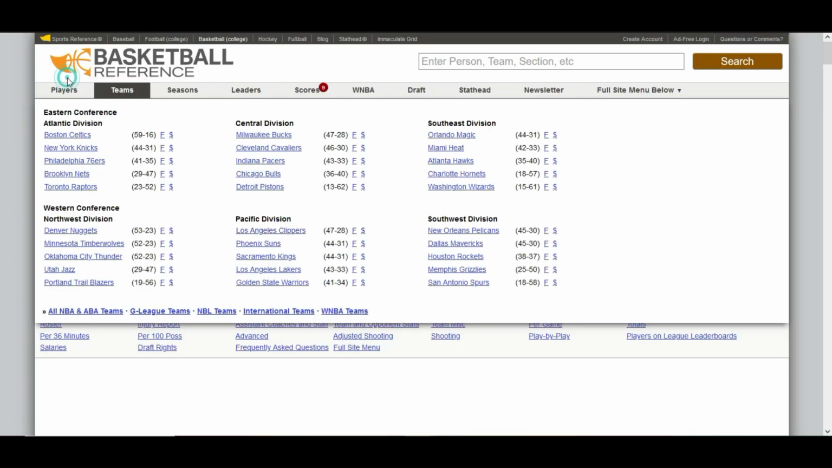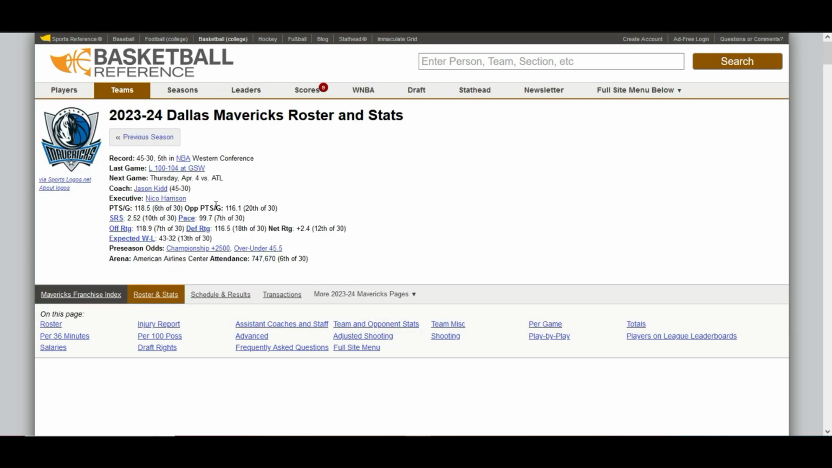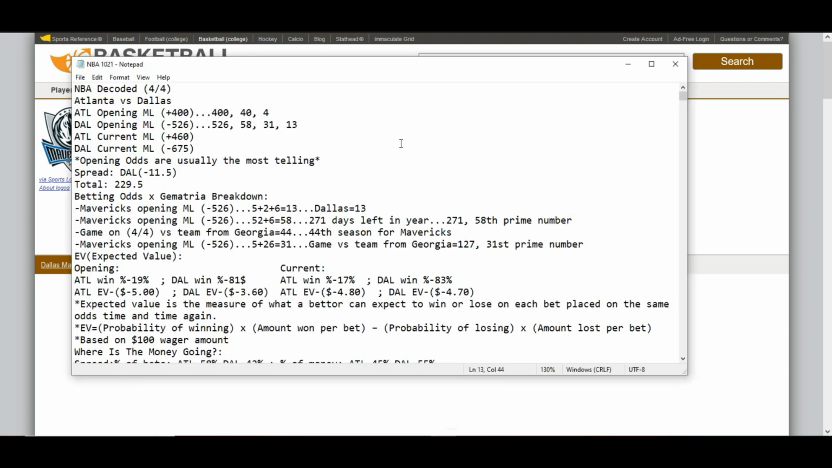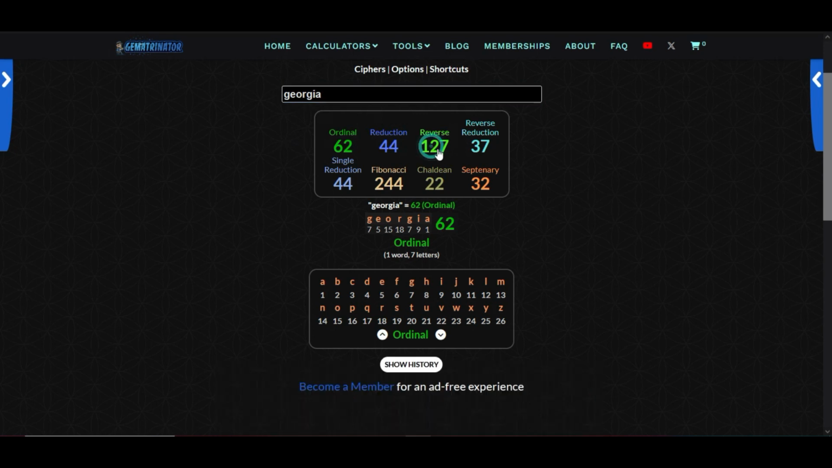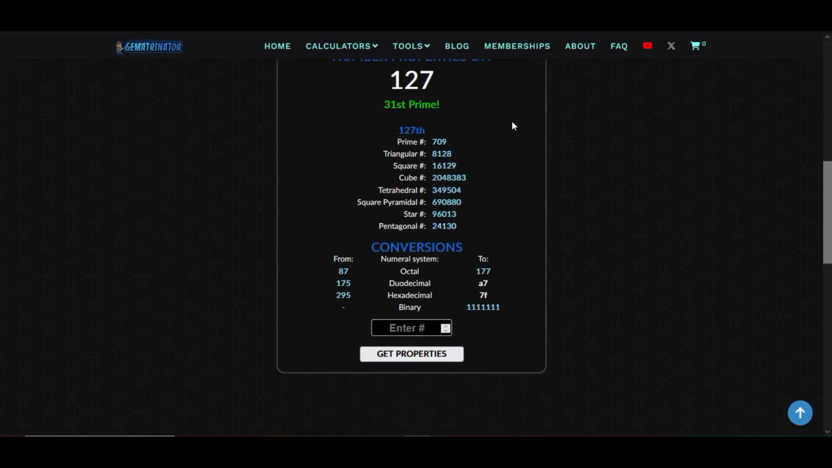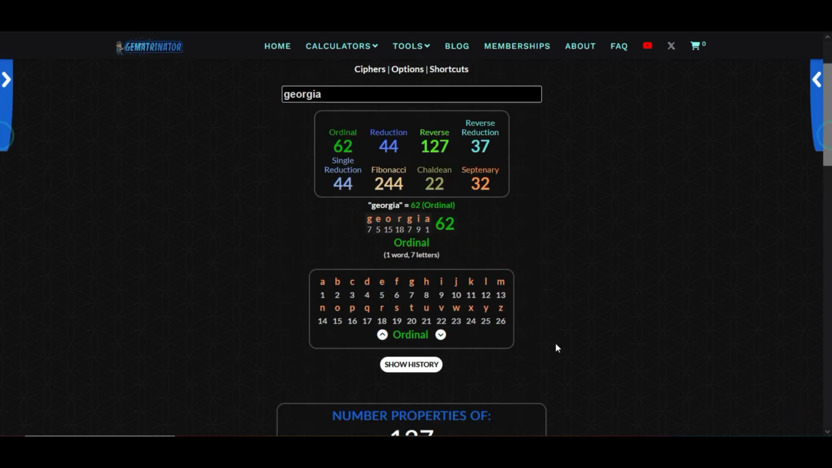So if I go back to the Mavericks franchise page, it is their 44th season. As you can see right here, it's created in 1980. It is their 44th season. Mavericks opening money line at minus 526. 5 plus 26 equals 31. Game versus team from Georgia. Georgia equals 127, the 31st prime number. You can see in reverse ordinal, Z is 1, A is 26. And you would get 127. That is the 31st prime number, as you can see right there.